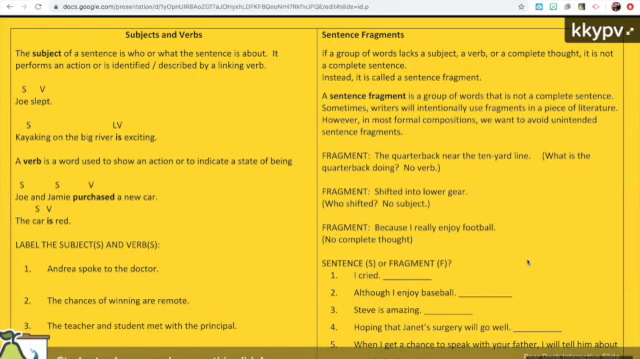Okay, the last one. When I get a chance to speak with your father, I will tell him about your behavior. That is a complete sentence. You have two clauses there. You have a dependent clause, remember we talked last week, because you have when, which is a subordinating conjunction. When I get a chance to speak to your father has a subject and has a verb. It's not a complete thought, but it's followed by one, so it's a complete sentence.